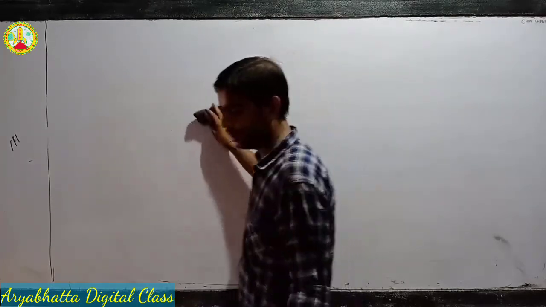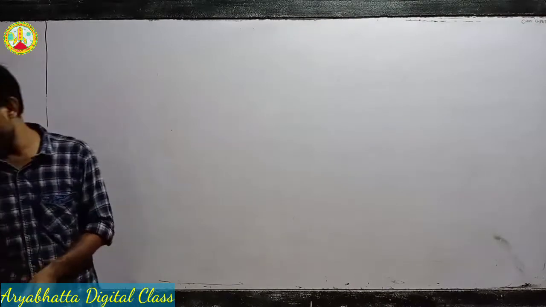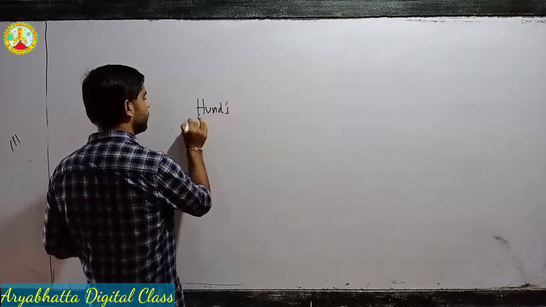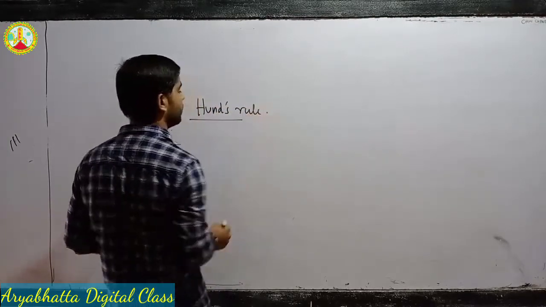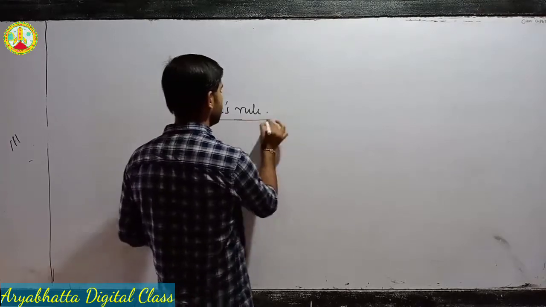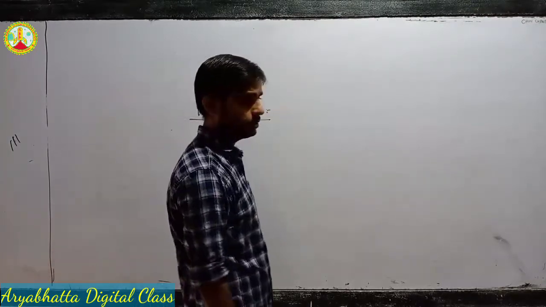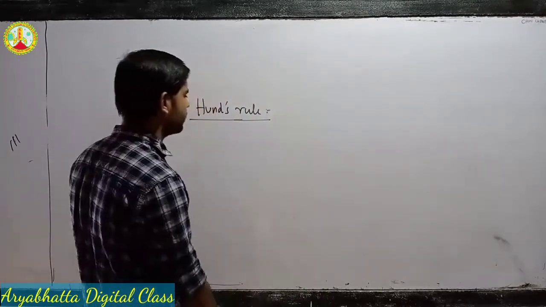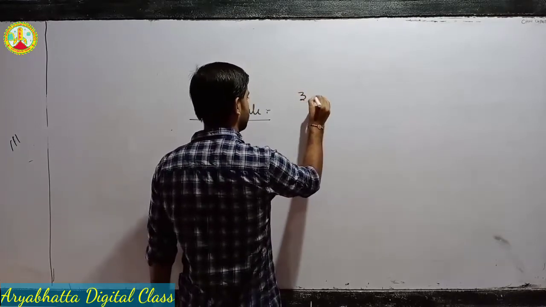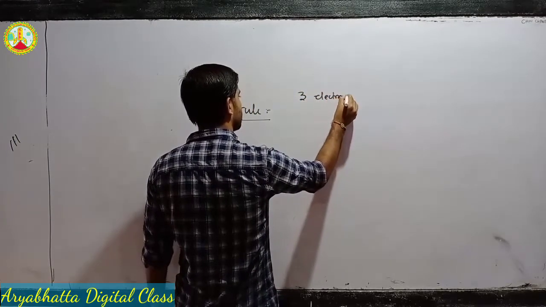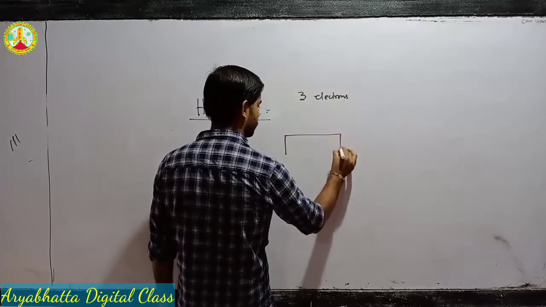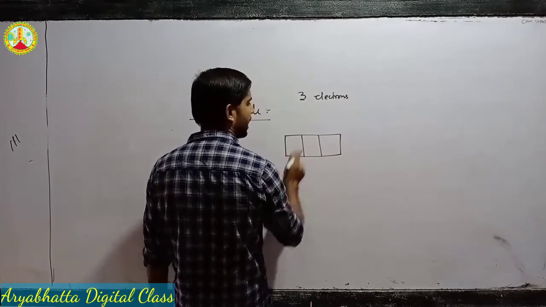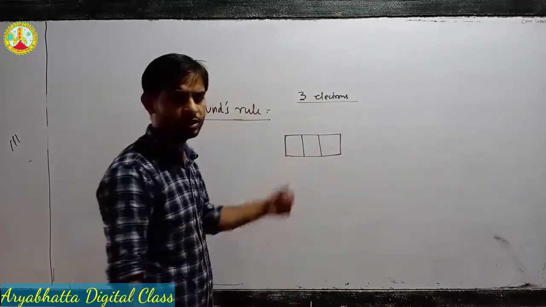Okay, now see the last rule in this series, and that's called Hund's rule of maximum multiplicity. So what does Hund's rule tell us? Hund's rule tells us that degenerate orbitals or subcells are first filled singly. I'll not write the statement, I'll just tell you. Suppose I have 3 electrons, and I need to place them in a p orbital. So I have 3 boxes and I have 3 electrons. I need to place them in these 3 boxes.